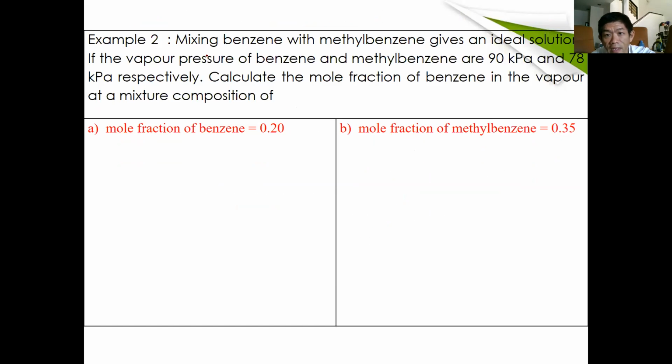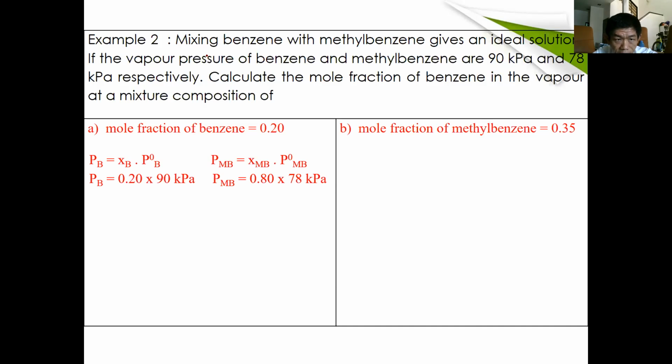Mixing benzene with methylbenzene will give an ideal solution if the vapor pressures of benzene and methylbenzene are 90 kilopascal and 78 kilopascal respectively. Calculate the mole fraction of benzene in vapor at the mixture compositions. First, if the mole fraction of benzene is 0.2. Another one is the mole fraction of methylbenzene is 0.3. So how are you going to calculate this? You have to calculate the vapor pressure of benzene and methylbenzene respectively.